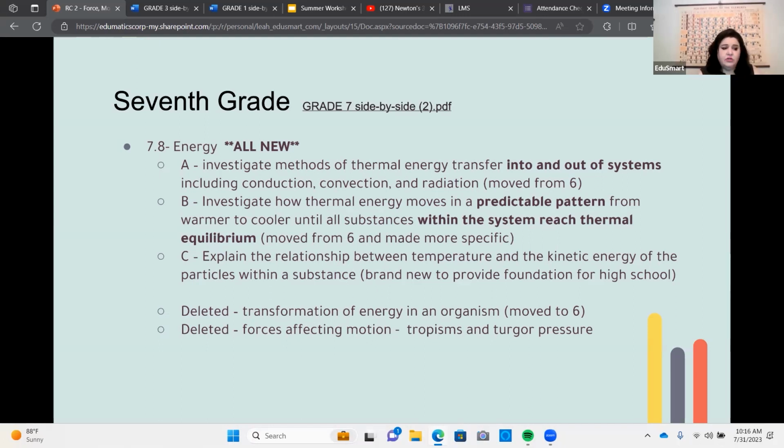They will know particles within solids, liquids, and gases. And so I think you can use that to explain more of that connection with temperature. But that one's all brand new, so it'll be interesting to see how that one falls on the kids. I don't think it'll be a huge challenge.